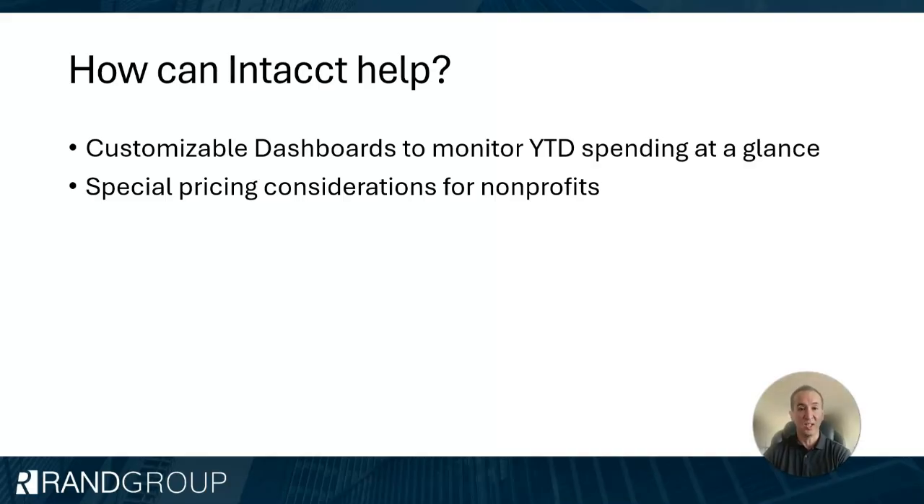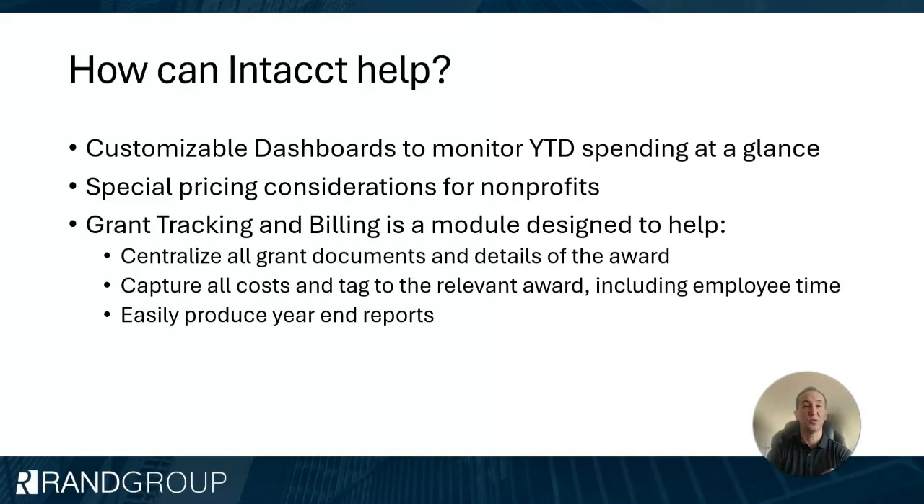And the final way that Intacct has really been built for nonprofits is through the addition of the grant tracking and billing module. What this module is designed to do is make sure that everything is located in one place and there's a single source of truth. So all the various documents that you have, all the details of the award, who's managing it, what employees are dedicated to it, all of that information can be stored within Sage Intacct. Once again, you have that single source of truth. It also enables you to easily capture all the costs and tag them to the relevant award, including employee time. If we're taking your employees' billable hours and billing them against a specific award, it's really easy for us to do that within Sage Intacct.